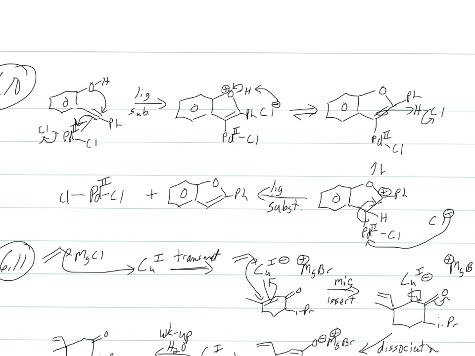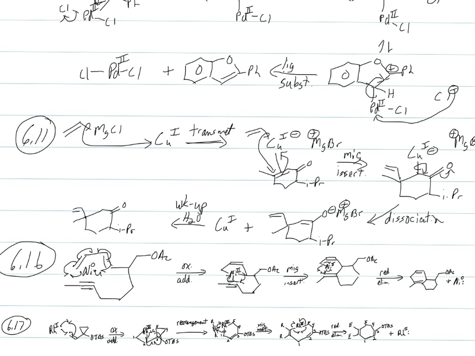Another thing you could have done right here is sigma bond metathesis, where these electrons take the H, and at the same time the chlorine comes back to the palladium. So that's the sigma bond metathesis place as well. You could have done that. All right, 6.11 has Grignard and copper 1.